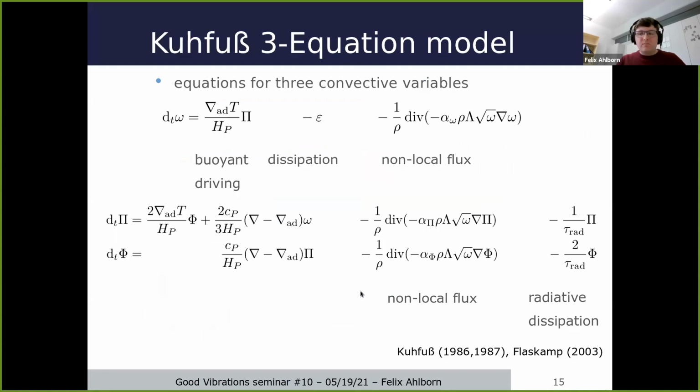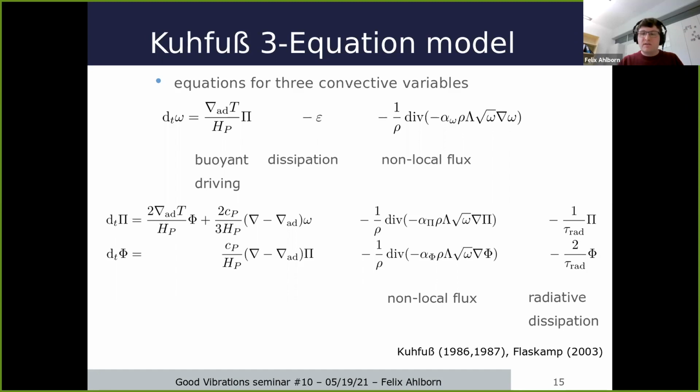So now this brings me to the more sophisticated version of the Kuhfuss model, which is the 3-equation model. As explained in the 1-equation model, we need to approximate the convective flux. However, the convective flux is a very important quantity for the stellar model. As you've seen, it's needed to compute the temperature gradient.